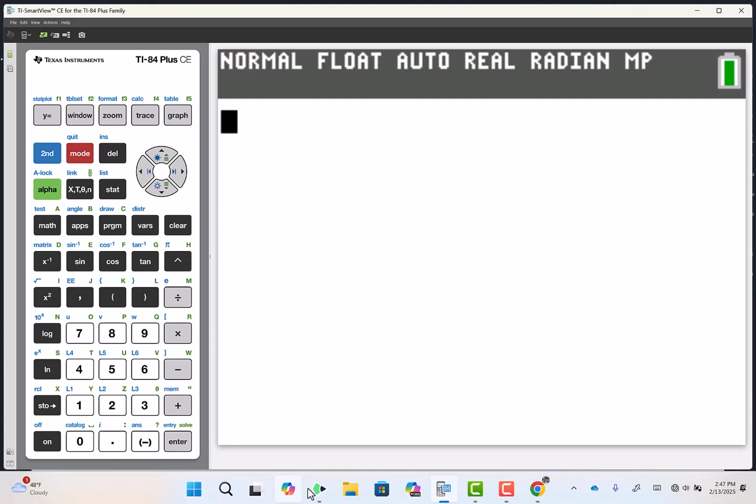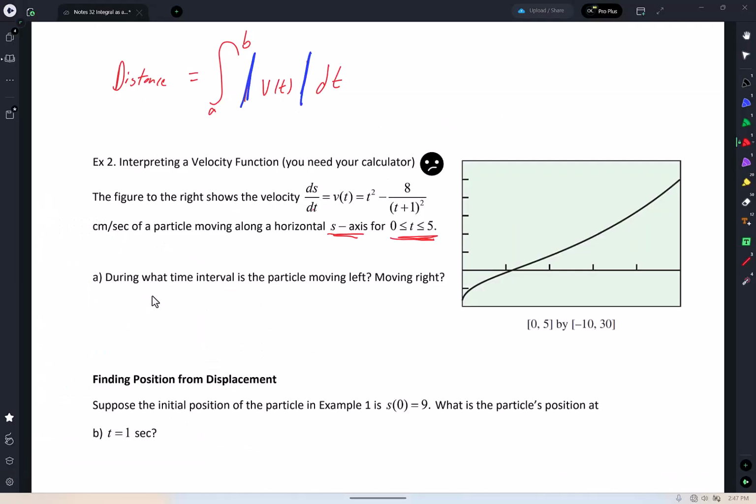So let's see what we can do. Letter A, during what time intervals is the particle moving left, moving right? Guys, this is velocity. They don't give you units. Oh, yeah, they do. This is velocity in centimeters per second, this graph. This is time in seconds. So if the velocity is positive, you're moving to the right. And if the velocity is negative, you're moving to the left.